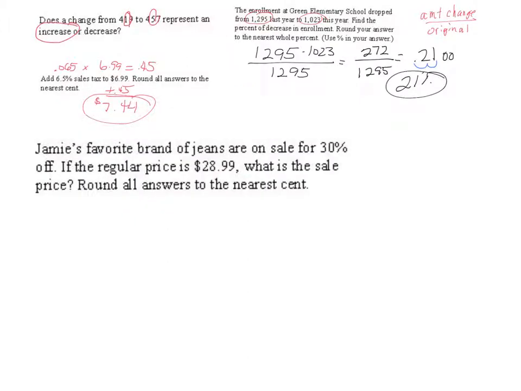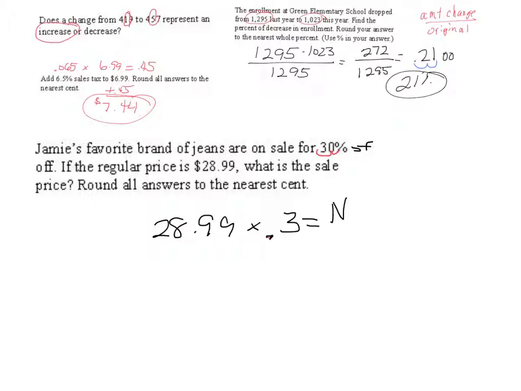Jamie's favorite brand of jeans are on sale for 30% off. The regular price is $28.99. What is the sale price? So we need to find 30% of the $28.99. So of always means times. 30% as a decimal would be 0.3, and we get the price.